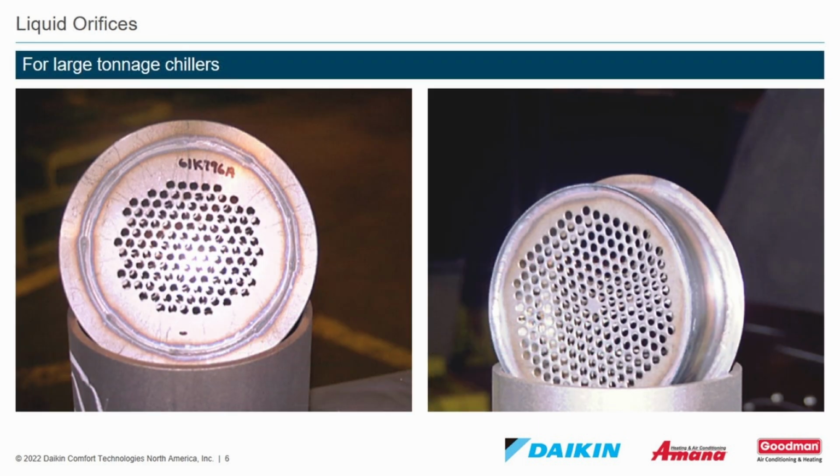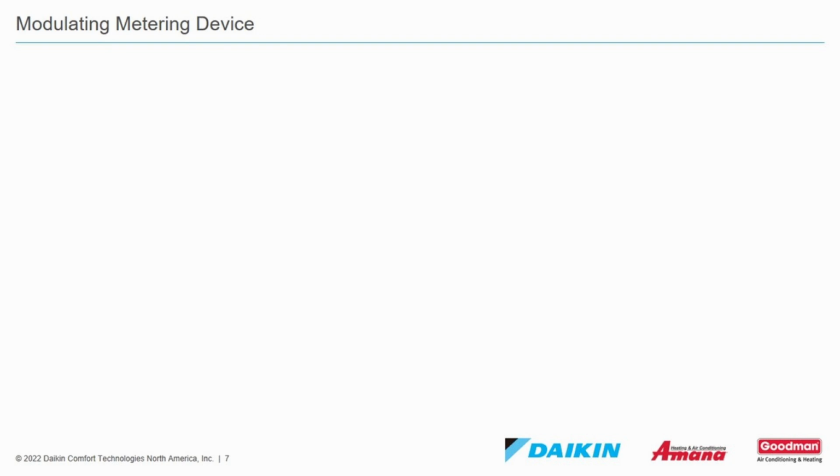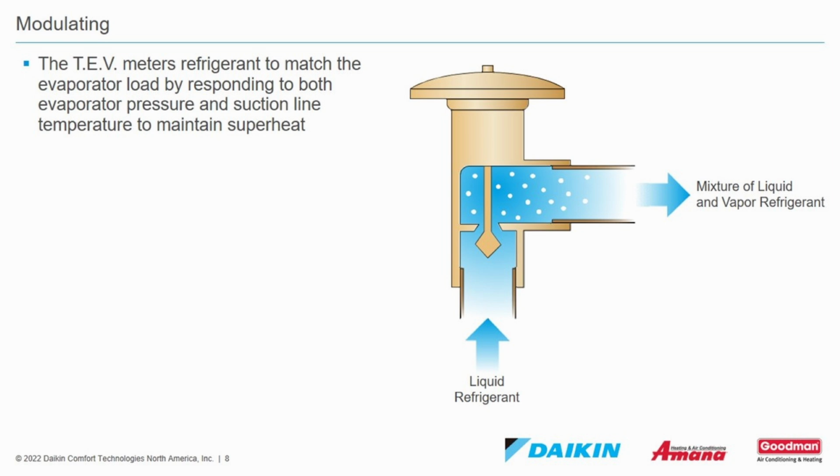Liquid orifices. Here's an example of a liquid orifice for a large tonnage chiller. Modulating metering device. The TEV meters refrigerant to match the evaporator load by responding to both evaporator pressure and suction line temperature to maintain superheat.